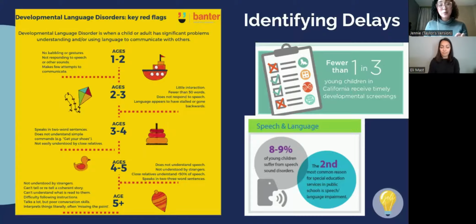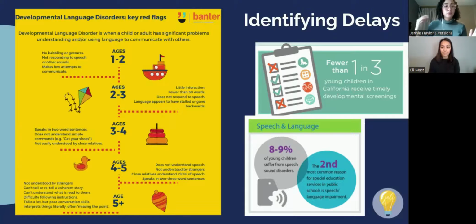It is such an issue because we're not screening children as much as they need to be screened. So if you have a concern, if something's not right, ask your doctor to screen them. Like I said, I'll give you some information on where you can get screened, because again, fewer than 1 in 3 children currently in the state of California under the age of 5 have received timely developmental screenings. So that means 1 in 3 children are getting screened.